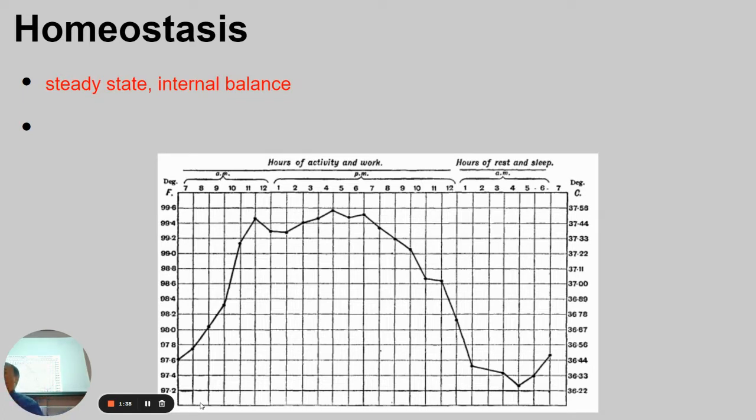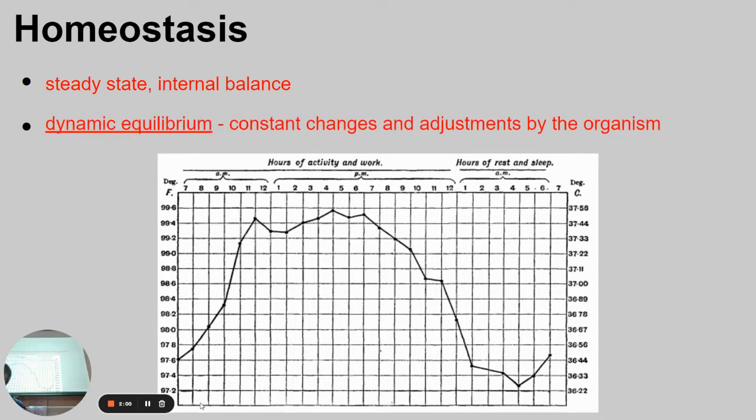Now, it's not just humans. We're going to use humans a lot as we talk about examples, but all organisms, even a single-celled organism, need to keep conditions in balance in order to stay alive, to live and reproduce in their environment. You can think of it as a steady state, a state of balance. Sometimes it's called dynamic equilibrium, because it doesn't mean conditions stay the same all the time.